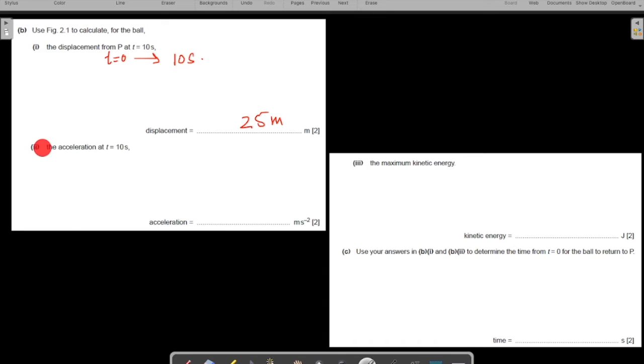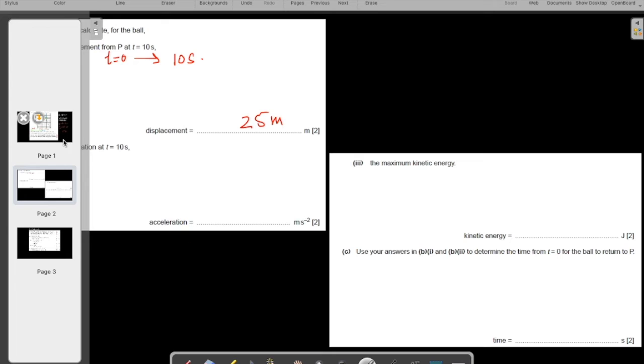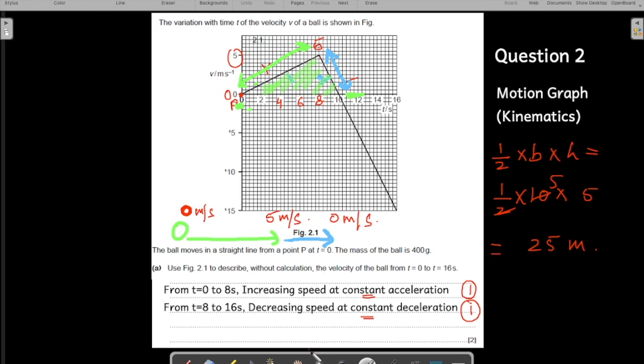Second part, calculate the acceleration at t is equal to 10 seconds. So let us mark the point that they are talking about, t is equal to 10. So where is t is equal to 10? Let me erase all the extra bit of information from here. T is equal to 10. So at this point they are talking about the acceleration. So how do you find the acceleration when you are given a velocity time graph? You find the gradient. You see that this is a straight line.